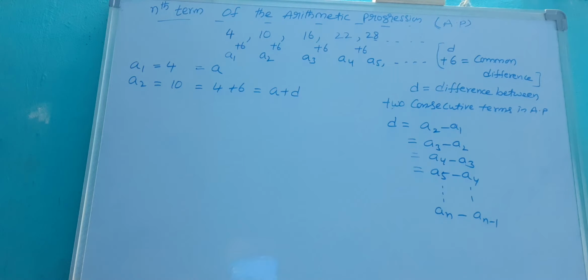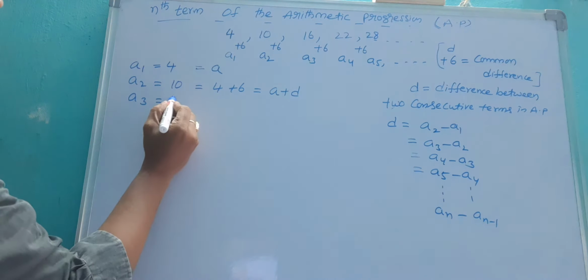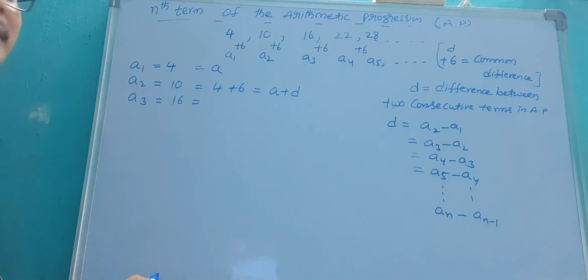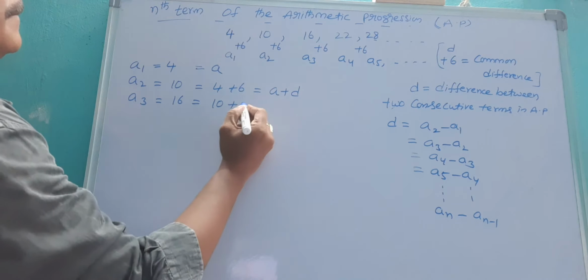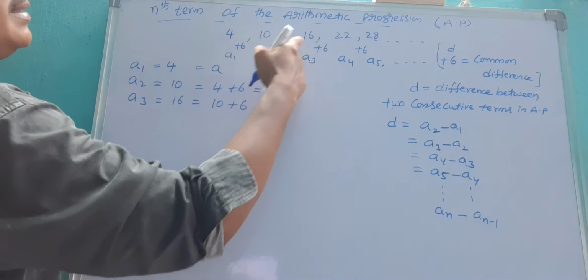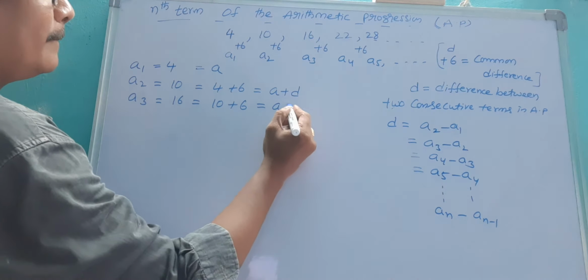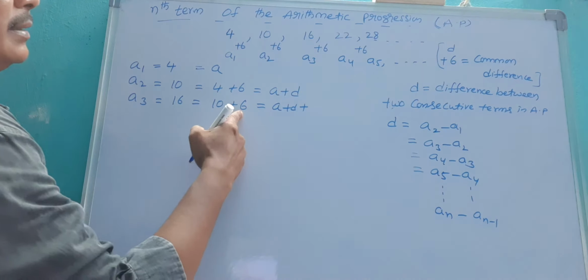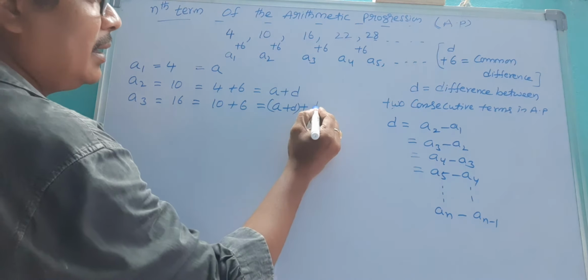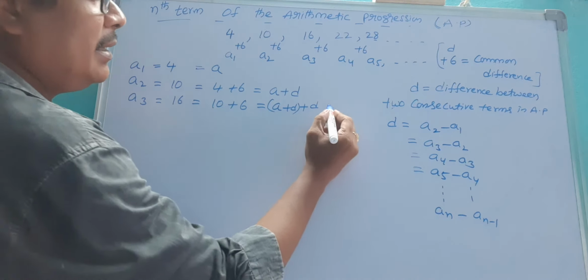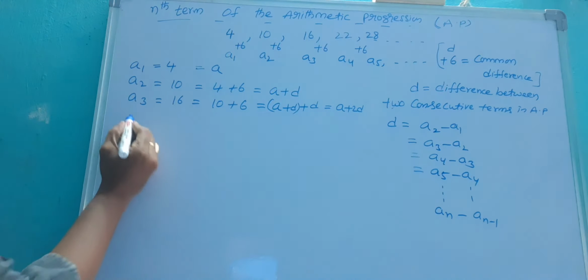So A plus D. A3 equal to how much? 16. How to get 16? 10 plus 6 equals 16. 10 means A plus D, and plus 6 means another D. A plus D plus D. So A plus 2D.